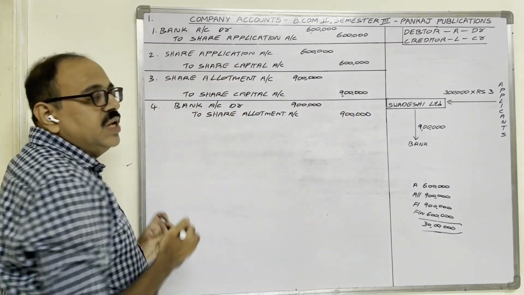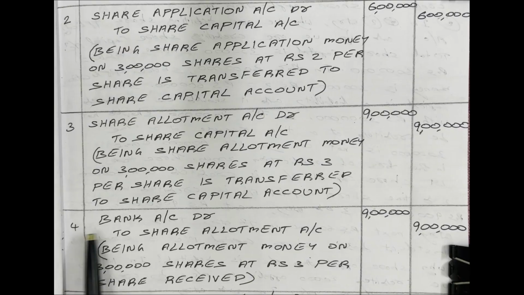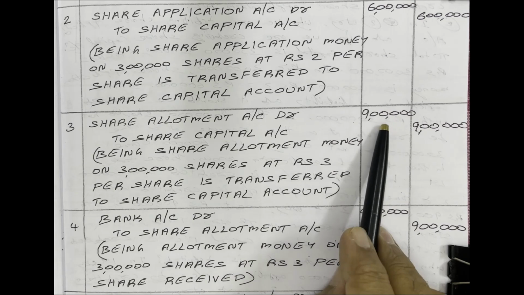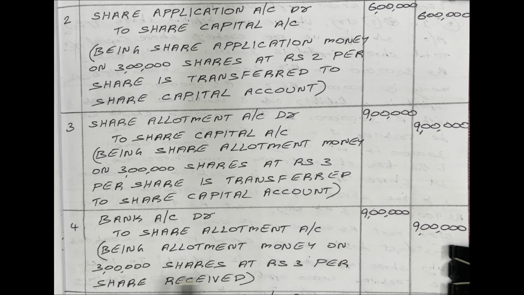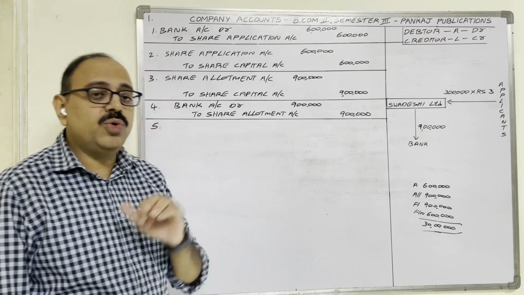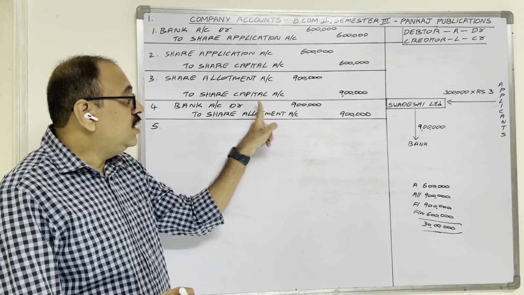So this is a fourth entry. Bank account debtor to share allotment account. This share allotment money 9 lakh rupee we received now. Mention that in the narration. Being allotment money on 3 lakh shares at 3 rupees per share received. So remember, for share allotment there are two entries. First transfer entry, next received entry.